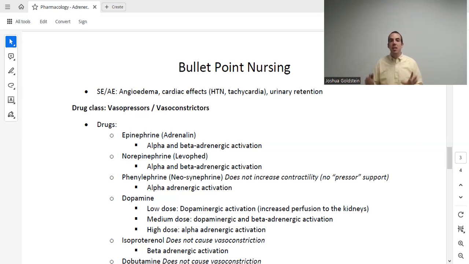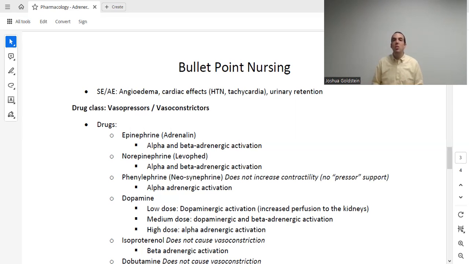Dopamine is a little bit different than all the rest of the drugs in this class. Dopamine does activate both alpha-1 and beta-1 when it's used at its standard doses, which is somewhere around 5 to 20 mics per kilo per minute. You don't really need to know that for the RN level. At the NP level, you definitely need to know that. But let's go over really quick.